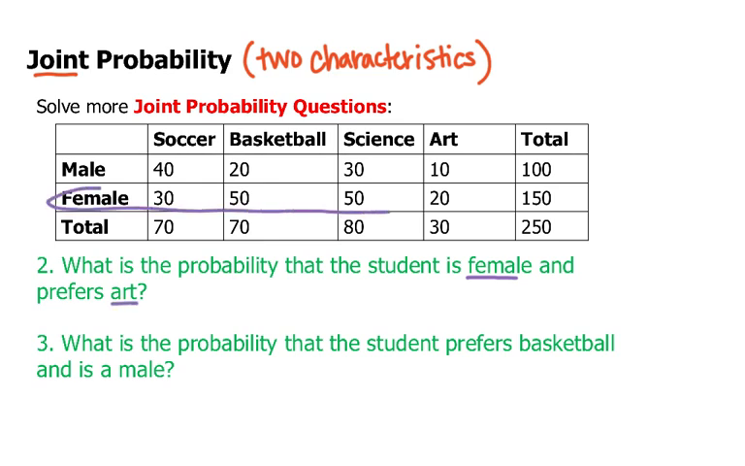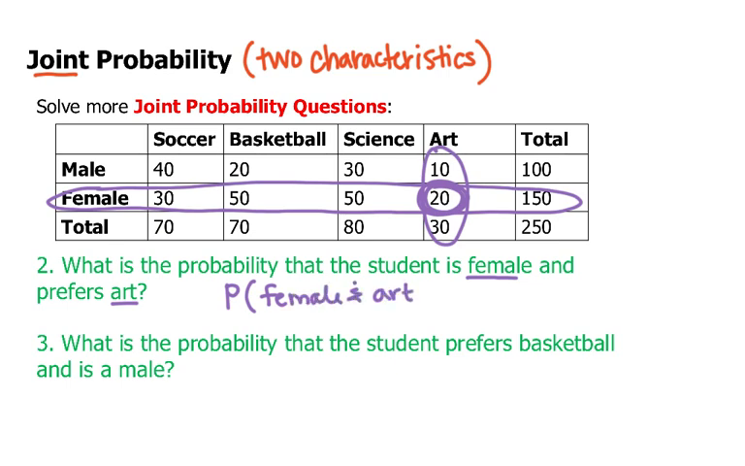So these are all the female students. These are all the students who prefer art. So there are 20 students who are both female and prefer art. So the probability of female and art, there are 20 out of the 250 students who have both of those traits at the same time, which is going to be 0.08, which is 8%.